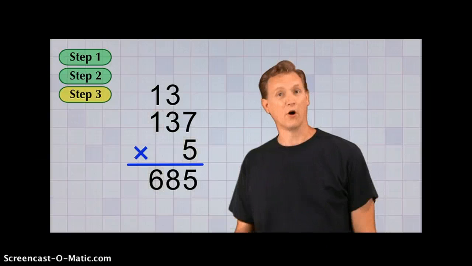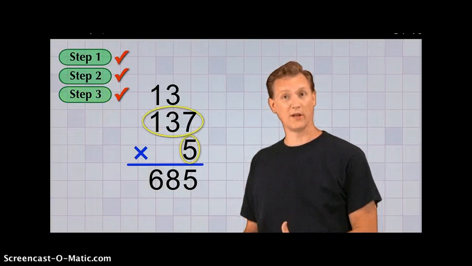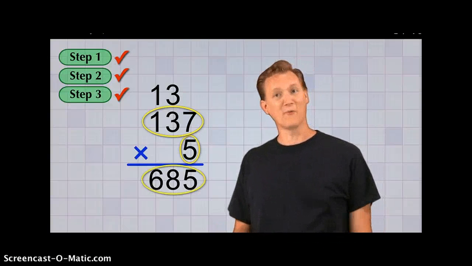Okay then, we've done all 3 of our multiplication steps, and the answer to our problem, 5 times 137, is 685. Now that wasn't so bad, was it?